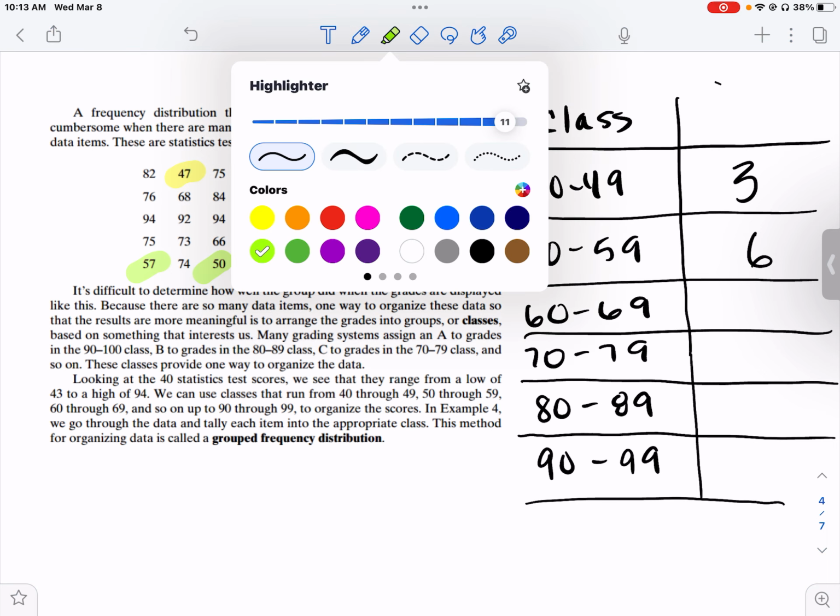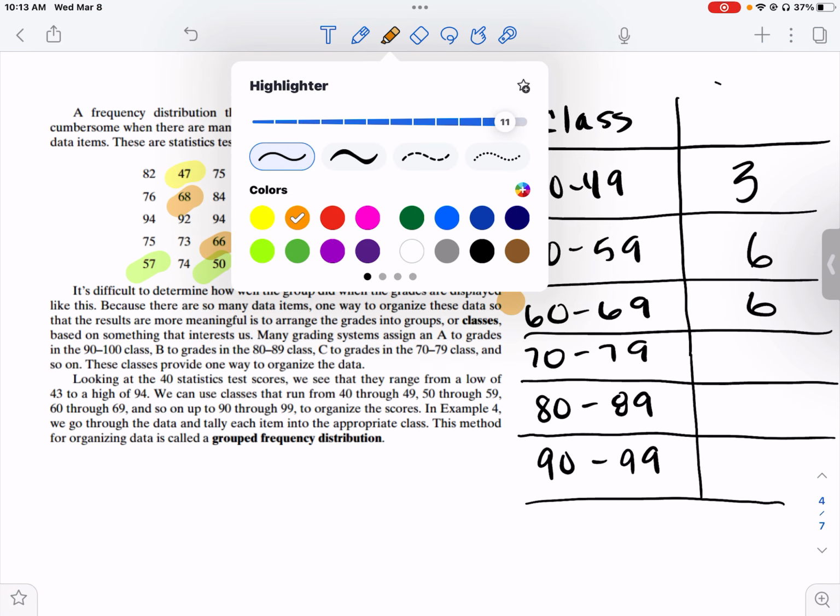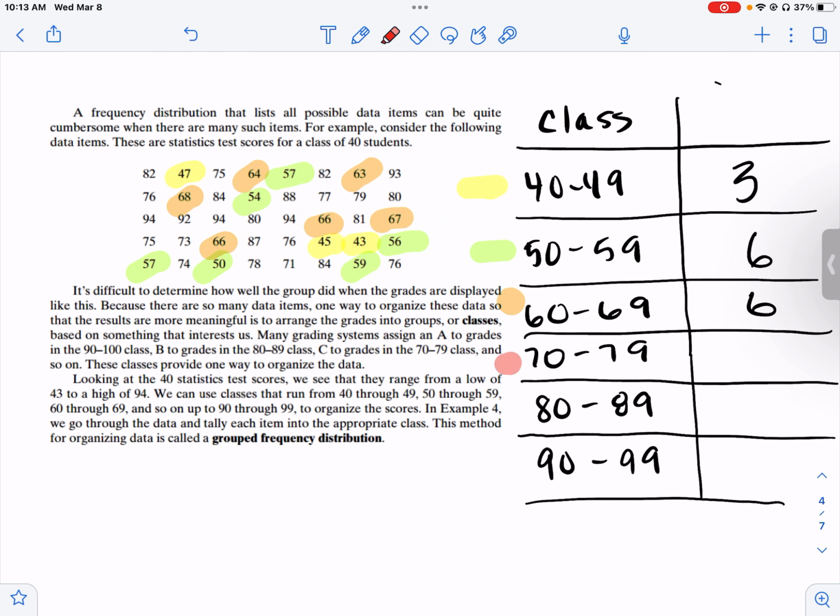All right, let's choose orange. So this will be oranges. So now I'm looking at the 60s. 1, 2, 3, 4, 5, 6. So there's 6. Let's do red for the 70s. 1, 2, 3, 4, 5, 6, 7, 8, 9, 10, 11.